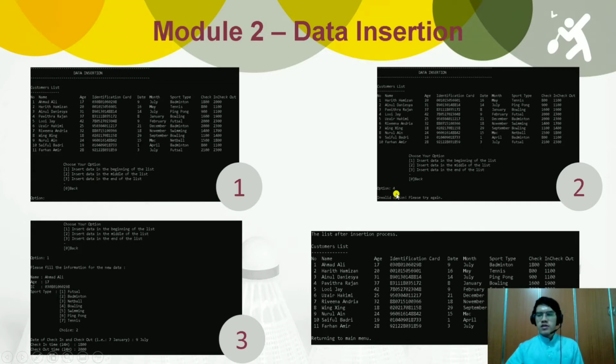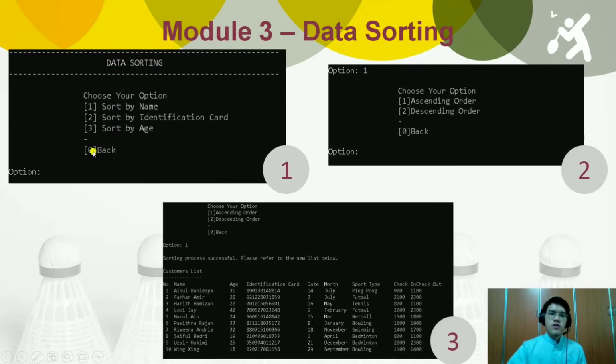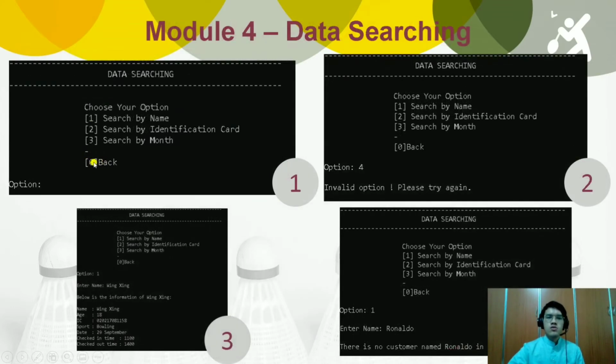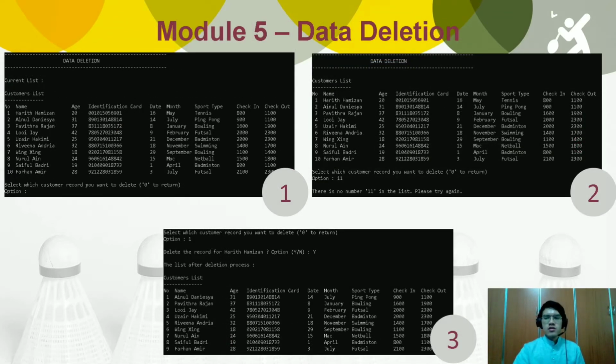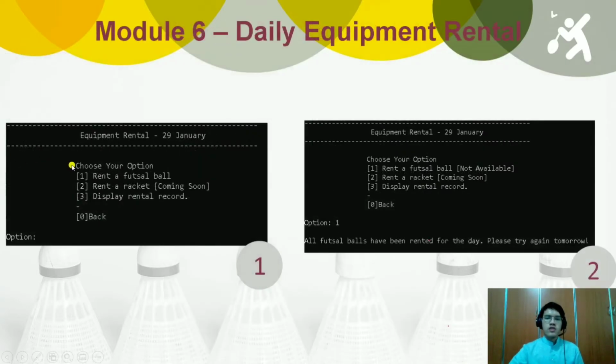Also, if the user enters an invalid value like 4, there's no 4 in the display, so it will display an invalid option message. Same as others, if they enter 4, there will be an invalid option. All the same, 0 to go back to the main menu. Here 0 also goes back, and 1 is to search by name in data searching. So basically everything is consistent, where the user just inserts their option based on what the function has offered to them. I think that's all for the system prototype introduction.